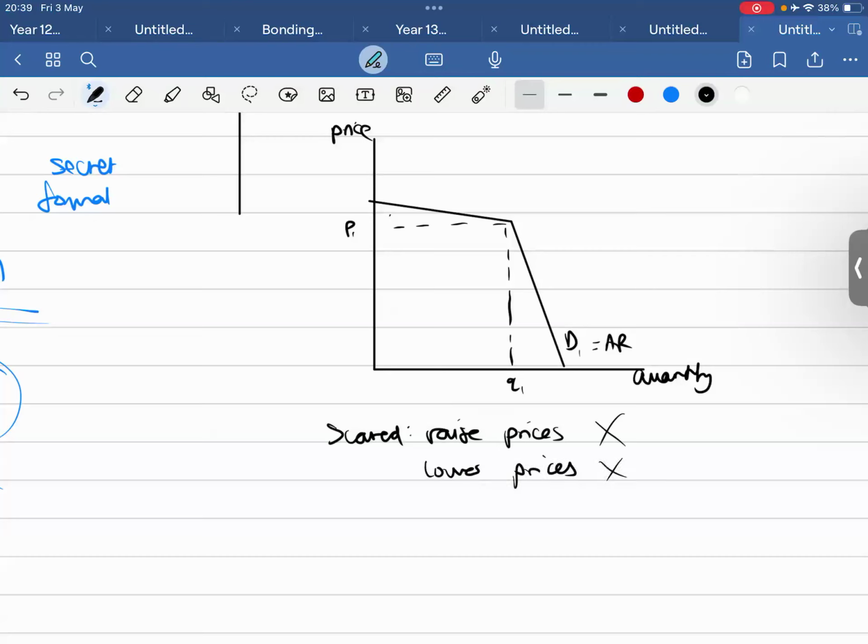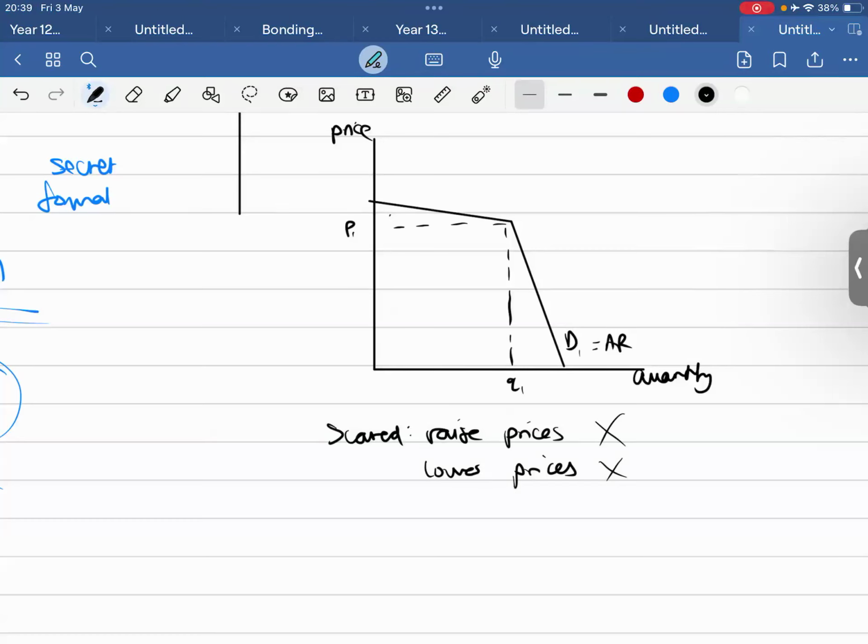The reason for them not raising prices is because if they were to raise prices, they would lose almost all of their customers since other firms are providing relatively similar products. And firms do not lower their prices because if they were to lower their prices, other firms would undercut or match them, and then every firm would lower their profits. So there would be no point ever doing it.